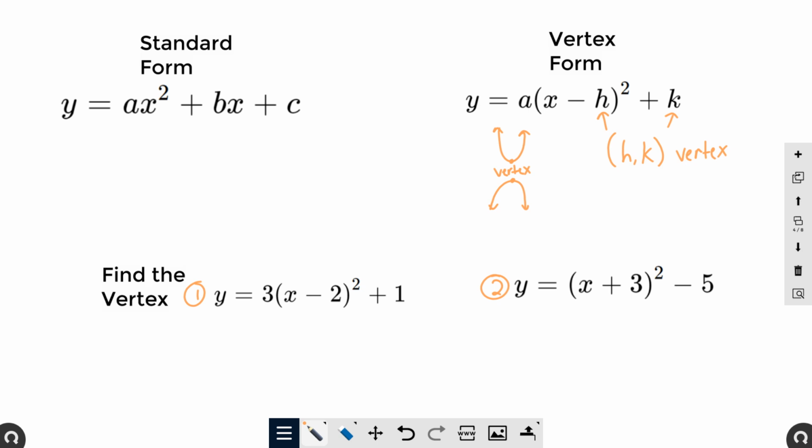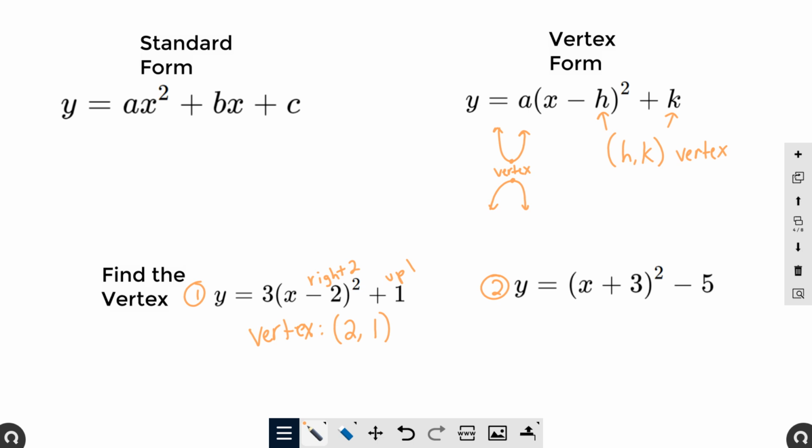So if I have these 2 equations down here, we just look at what's inside the parentheses and then what's added at the end. So the vertex for this graph would be 2 and 1, because this minus 2 is going to make it move right 2, and this plus 1 is going to make it move up 1. So the vertex would be 2, 1.